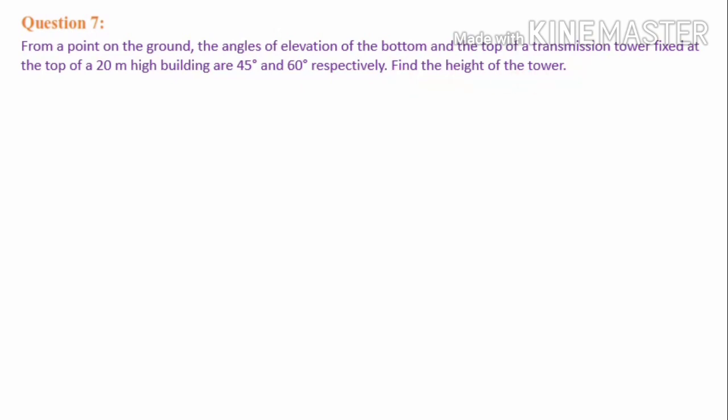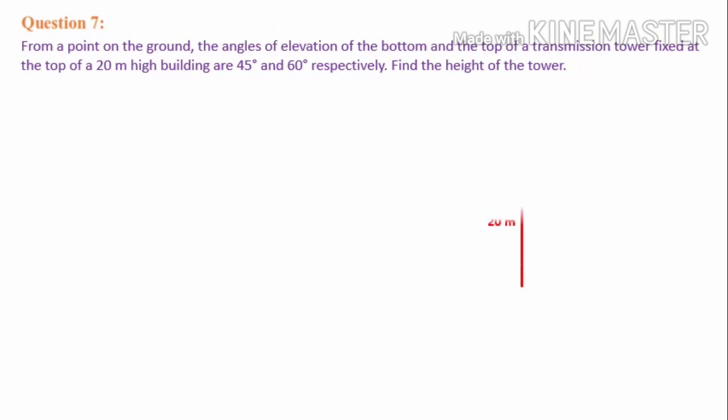Here there is a building, height is 20 meter, and on top of the building there is a transmission tower, maybe a mobile tower, and a person is standing at a particular distance from the foot of the building, and he is looking at the top of the transmission tower at an angle of 60 degree, and looking at the bottom of the transmission tower at an angle of 45 degree. Here we have to find out the height of the tower.